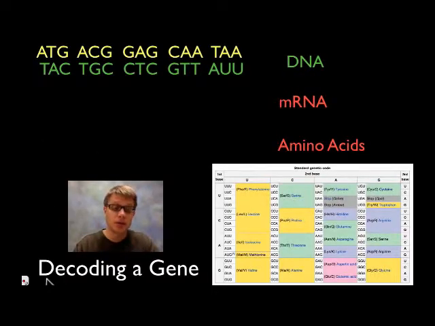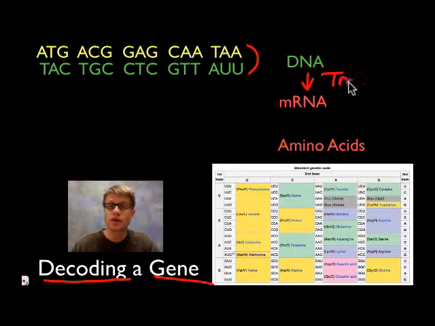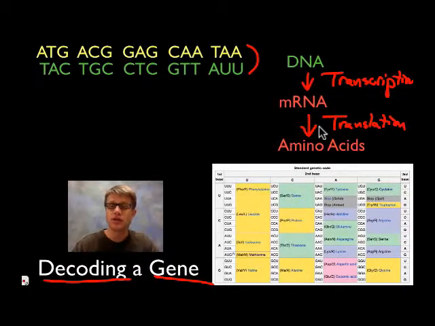Okay, what I'm going to try to do here is actually decode a gene. So we've got a gene found within this stretch of DNA. This is a double helix, so we have complementary strands. And so basically what I'm going to do is the process of transcription. So I'm going to go from DNA to messenger RNA. And then I'm going to try to translate that message, and I'm going to go from messenger RNA, through the process of translation, to the amino acids found in the protein.